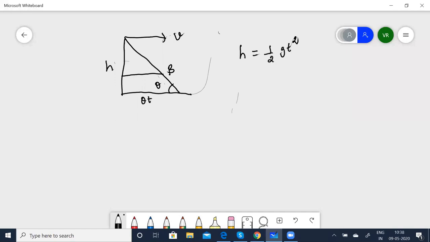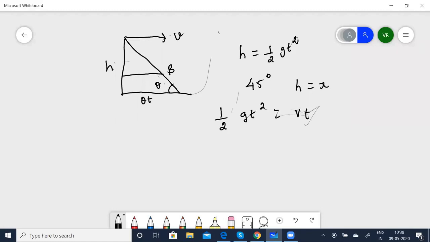Let X be the horizontal range, which is given by VT. So the angle of inclination is given as 45 degrees. Since it is 45 degrees, you can see that h is equal to x. On equating, we get half gt squared is equal to v into t.